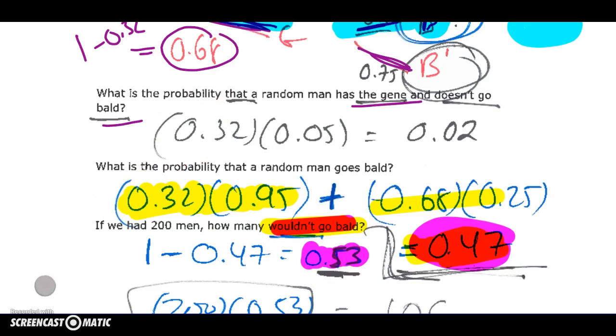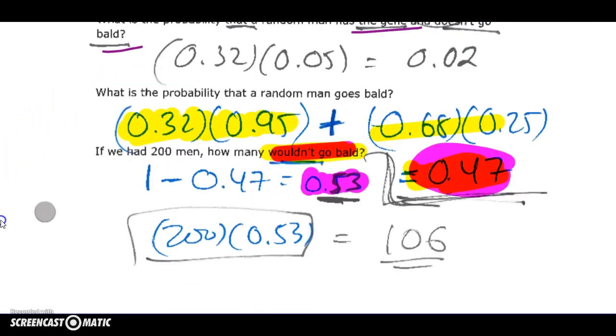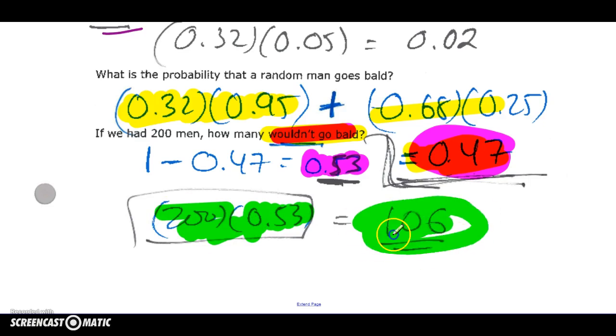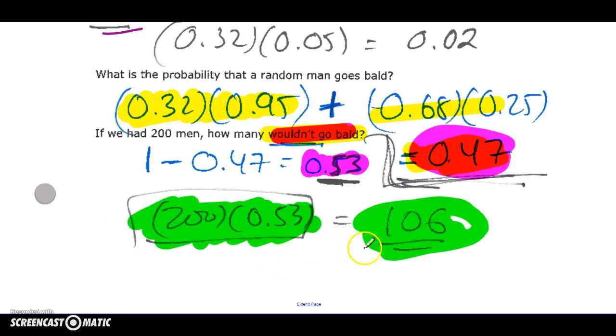If I have 200 men and I want to know the total number, we haven't done a question like this, I don't think. What you're going to do is take the percent that they're going to not go bald times the number of men, multiply those together, and you get 106 as your total. Okay, so if I have 200 men and each of them has a 53% chance of not going bald on average, I should get 106 men, which is a horrifying thought to have.